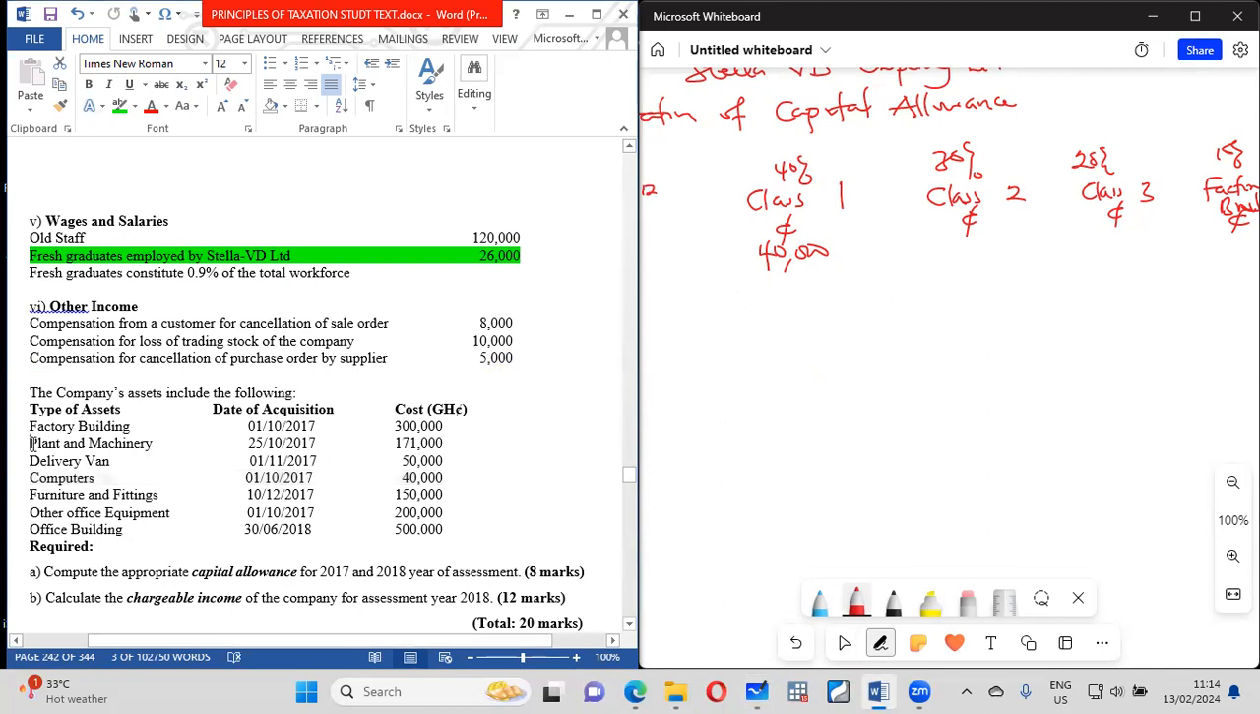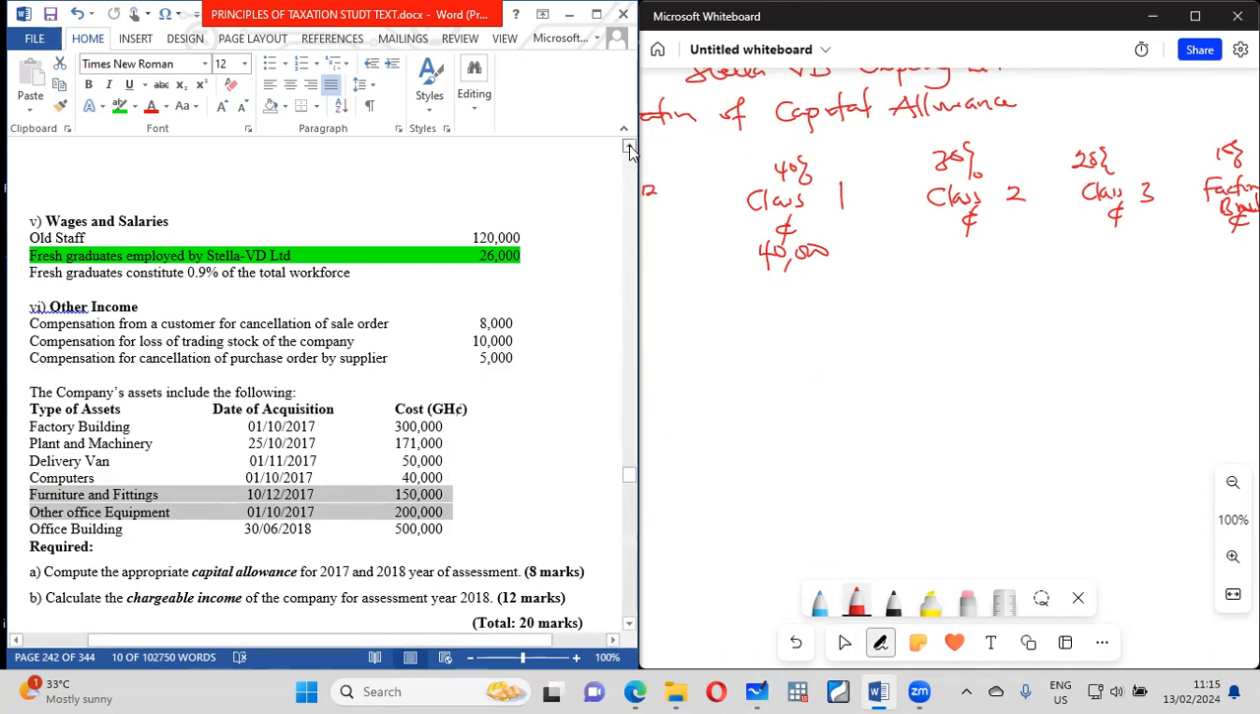Class 2 assets as at this date. Class 2, we have 171,000. So find a place and add it, okay? Then delivery van, 50,000. These are all class 3. So that is what we have. Together, let me punch it again: 171,000 plus delivery van of 50,000. That is 221,000.